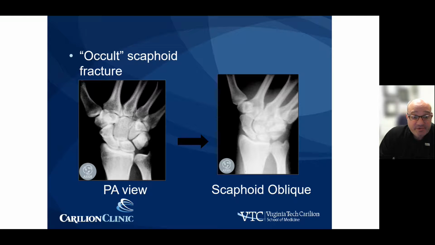It's important with this PA ulnar deviated view, as is shown here. On the left side of the screen, in the standard PA view, we barely can see the fracture line, but as we do a scaphoid oblique view with the wrist ulnar deviated, we're able to see this fracture line clearly.